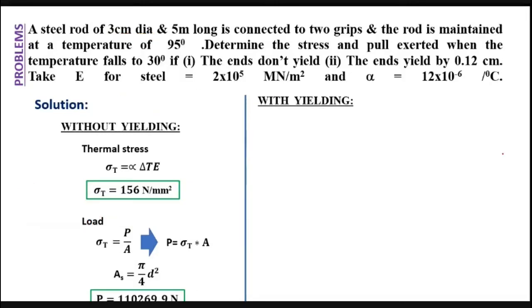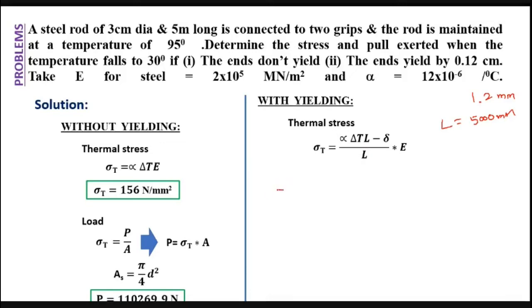With yield condition. When you have yield, there is a gap of 0.12 centimeter, which is 1.2 mm. In that case, my formula will be stress is equal to alpha into del T into L minus delta, divided by L, into E. Just substitute accordingly. We know our del T, we know alpha, and L is 5000 mm. We also know the value of delta, which is 1.2. Just a substitution, we'll get the value.